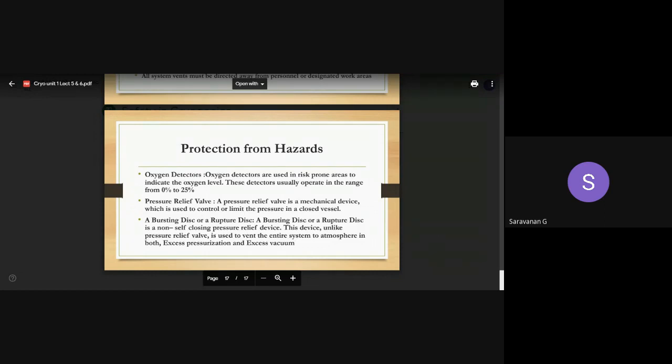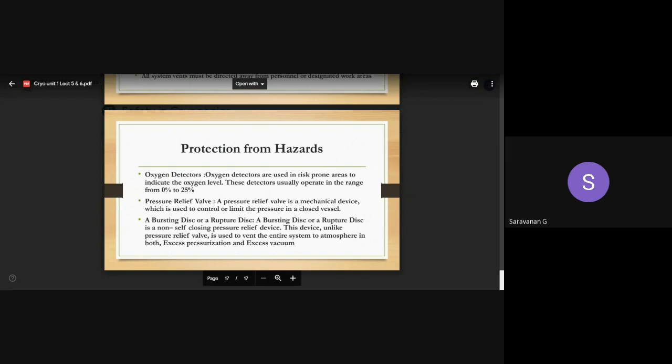Other than covering or protecting device systems, we can provide other devices for controlling the system. The first one is oxygen detectors. We are discussing that deficiency or enrichment of oxygen is also one of the important aspects of safety in cryogenic fluids, so oxygen availability detectors are very important. We can provide oxygen detectors.